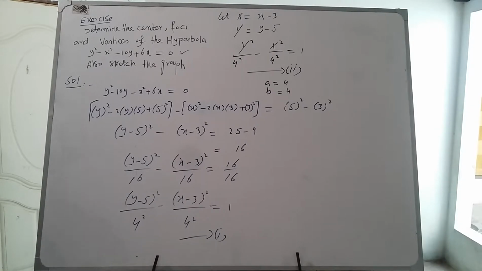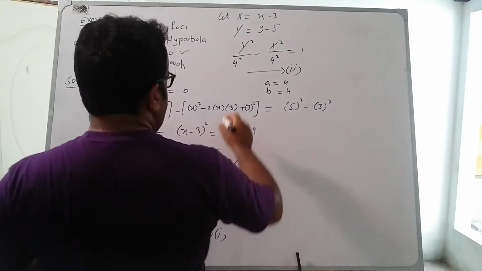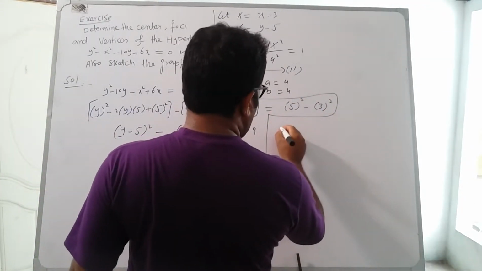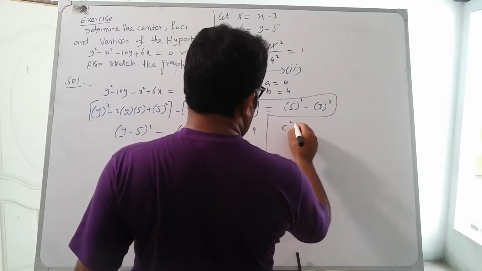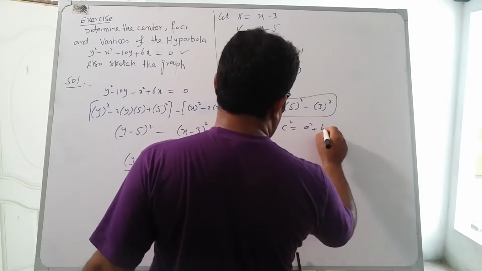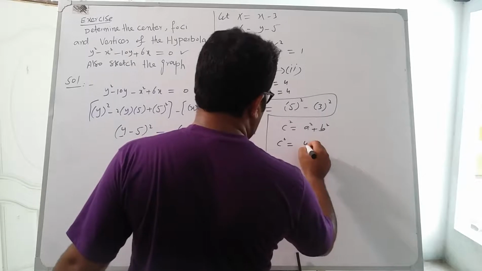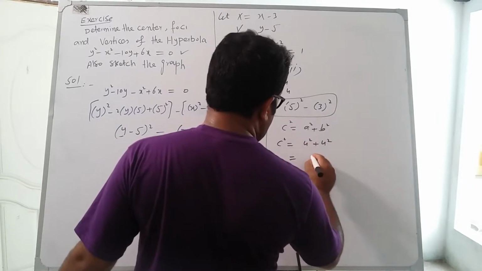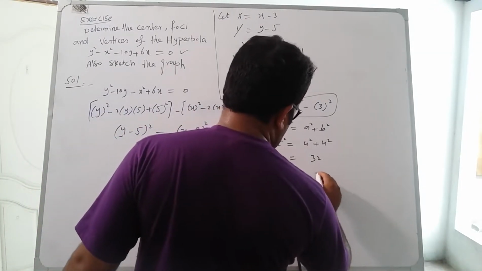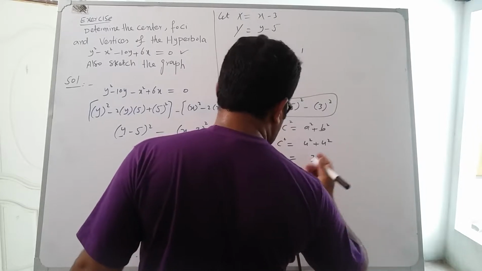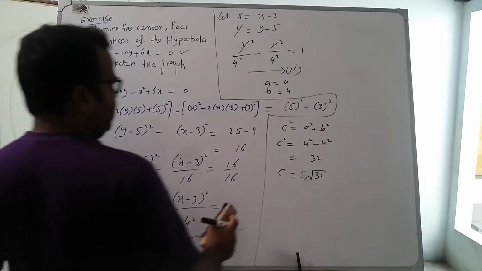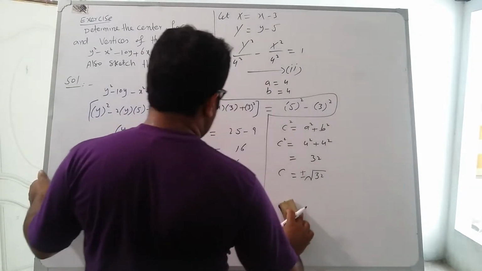So we can see c square is equal to a square plus b square. C square is equal to 4 square plus 4 square, which is equal to 32, and c is equal to plus minus square root of 32. Okay, first of all I would like to find the value of c, this one.